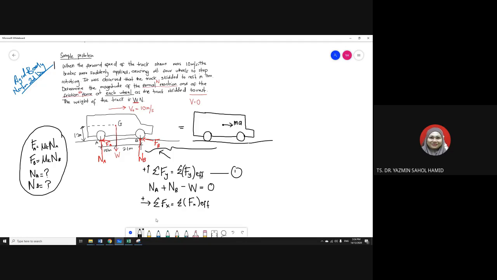Now, do you know the direction of your acceleration right now? Do you know if it is moving to the left-hand side or to the right-hand side? Do you know? Can you find out?